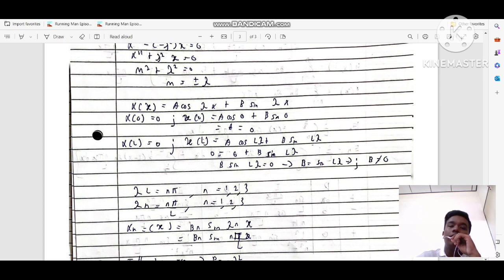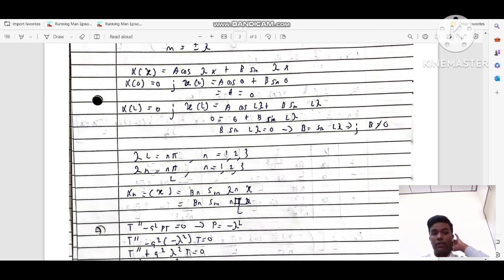So when x is equal to L, X(L) equals a cos lambda L plus b sin lambda L, equals 0. Since a is equal to 0, a multiplied by cos lambda L equates to 0, and the equation is still b sin lambda L. So b sin lambda L is equal to 0, and then we arrange the equation: b is not equal to 0, so sin lambda L equals 0.